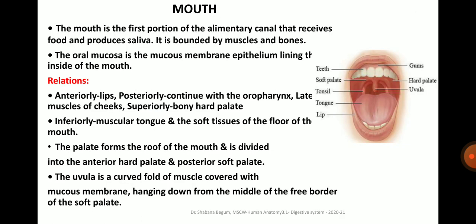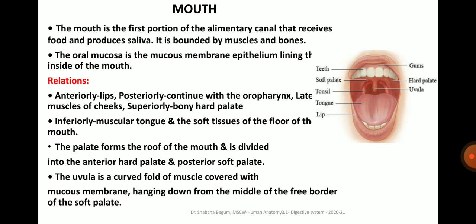Now let us learn about each of the parts of the digestive system which we are going to study. The first one being the mouth. Mouth is also called as the oral cavity, and it is the first portion of the alimentary canal that receives food and produces saliva. It is bounded by muscles and bones.